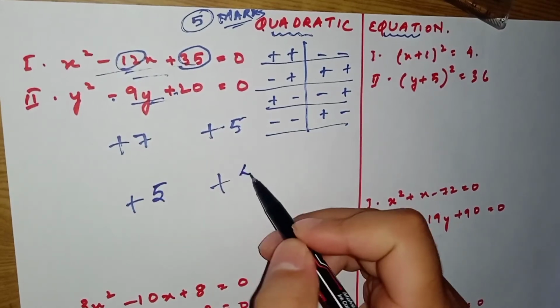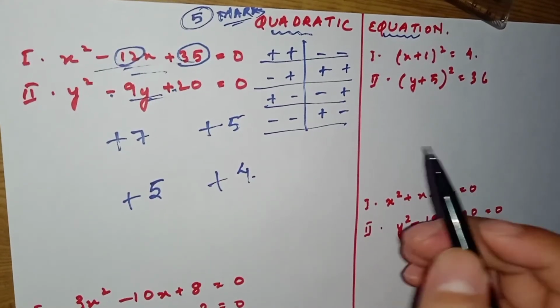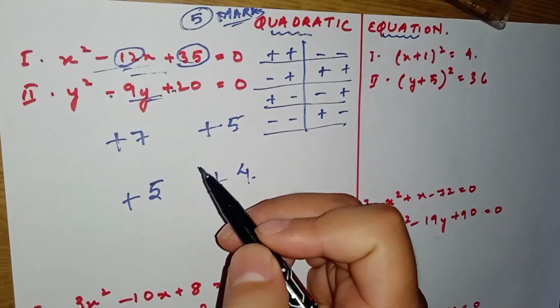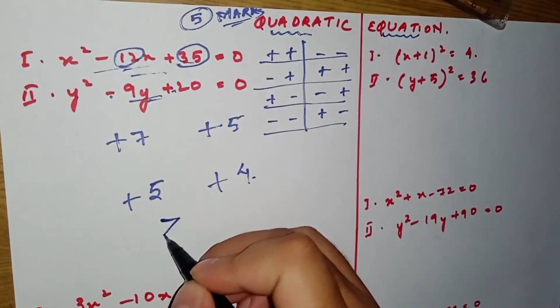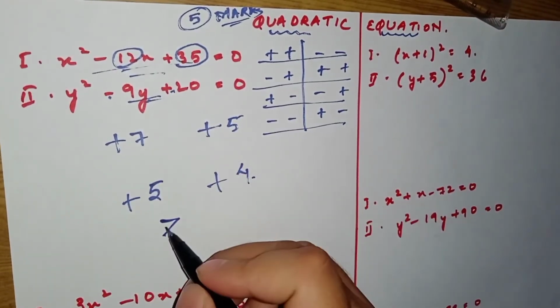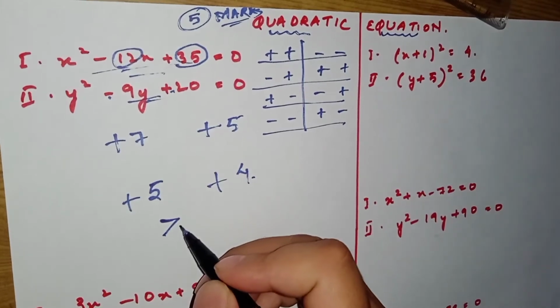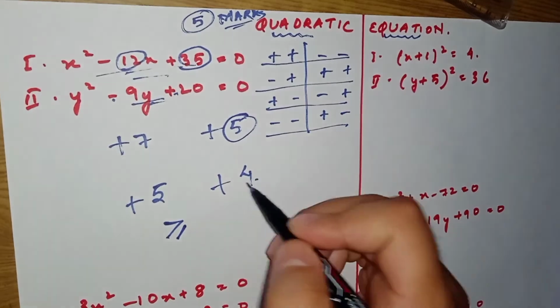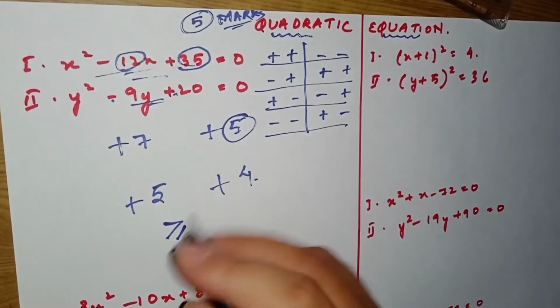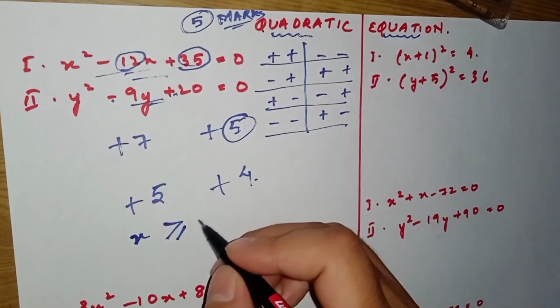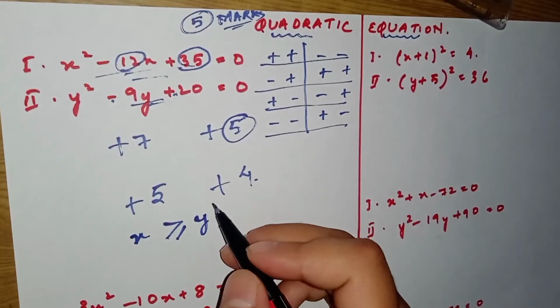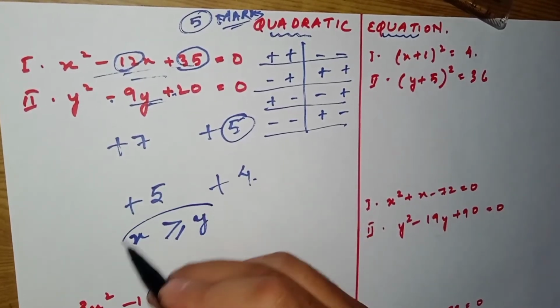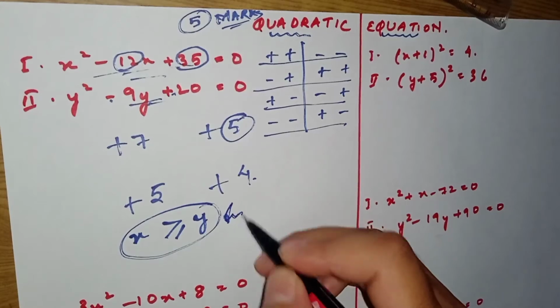So the answer will be 5 and 4. When we compare 7 and 5, it will be greater sign, and 7 and 4 then we will get greater sign, right? And if we compare 5 and 5, it will be equal to, and 5 and 4 will be greater than. So the answer will be x is greater than or equal to y. This is the answer.